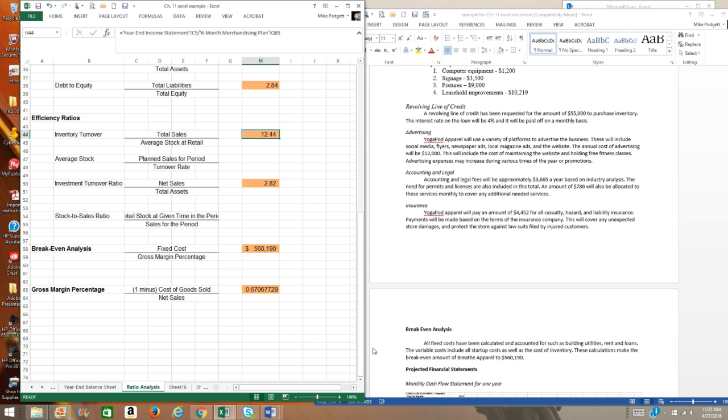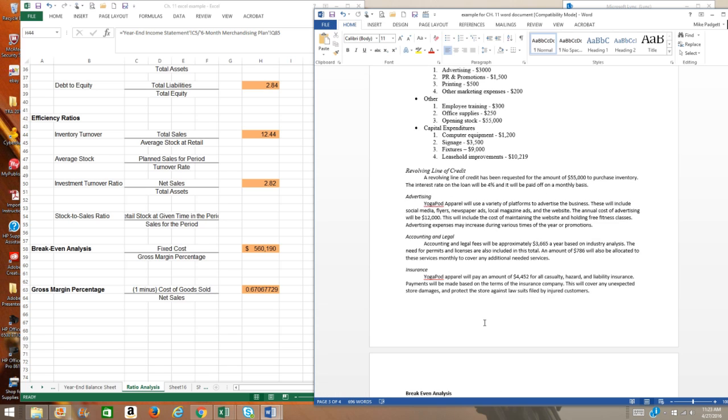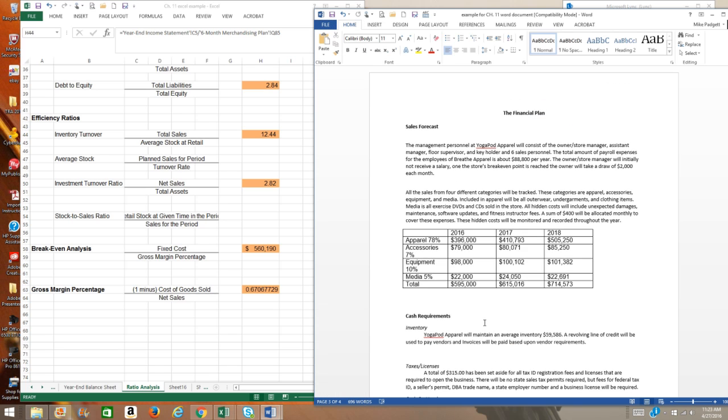Paget, and what I'm going to do is go through your financial plan and show you on the actual Excel spreadsheets where you find information and where to put the information, and make sure that the Word document and the Excel document match up, because that's the biggest problem that people have had. So hopefully this will clear up any issues that people have.